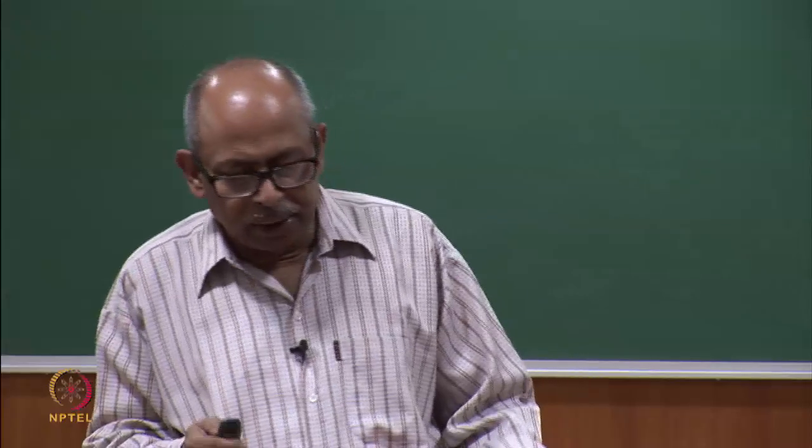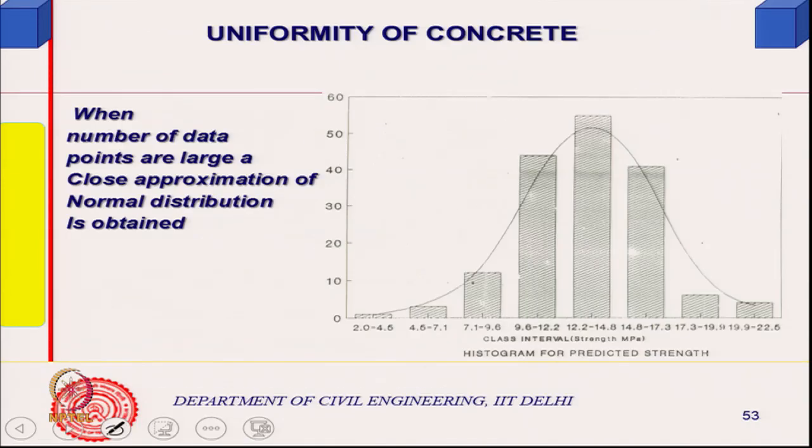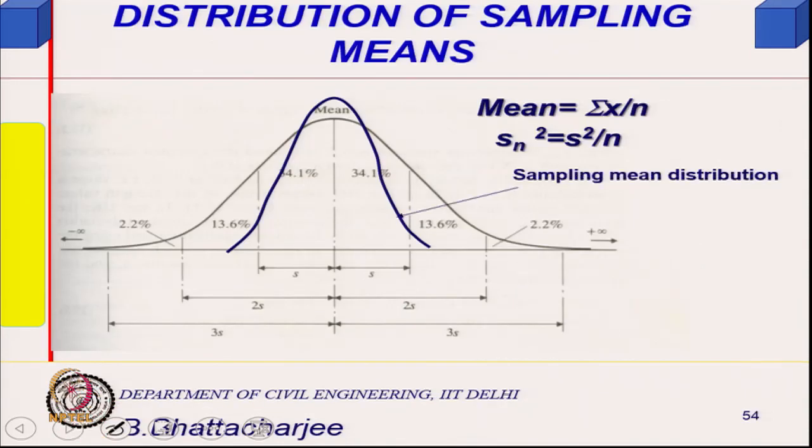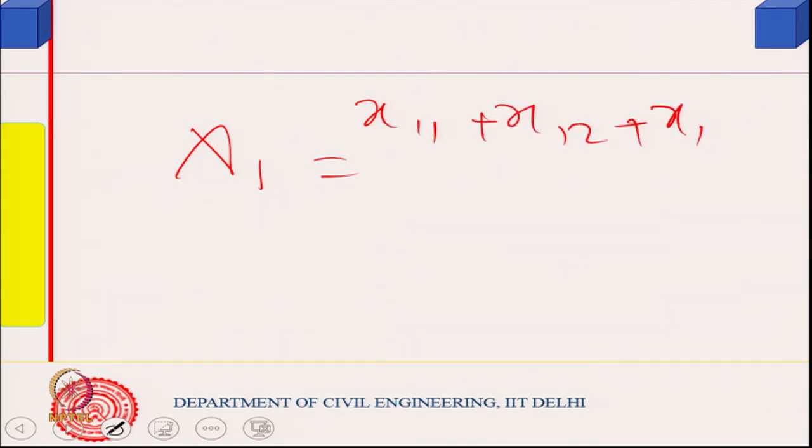So, following from there, the distribution of the sampling mean, as I said. We can understand the algebra easily. It is like this: supposing I have x1 bar, the mean of n samples, which will be x11 plus x12 plus x13, these are the samples, up to x1n, divided by n.